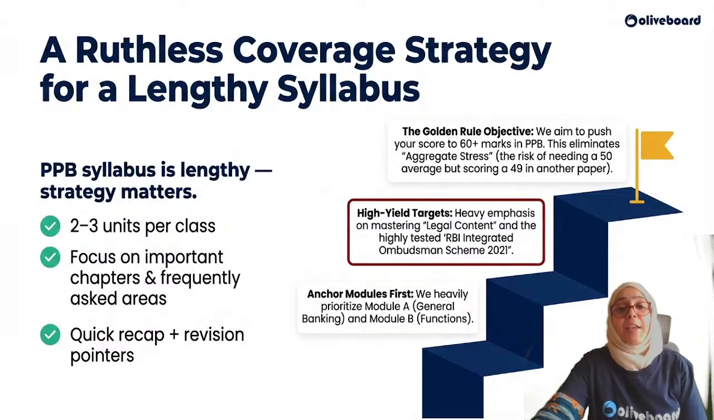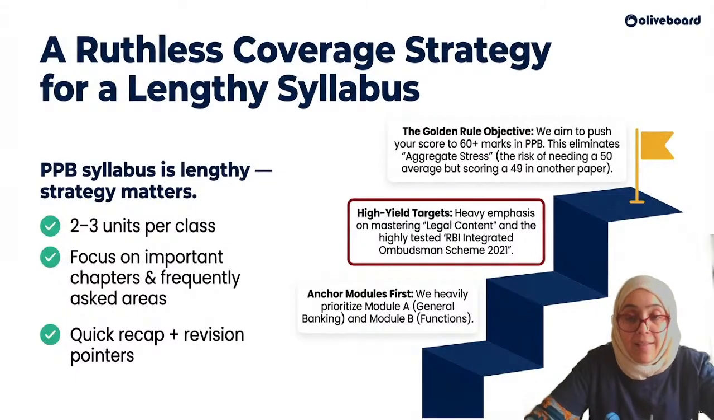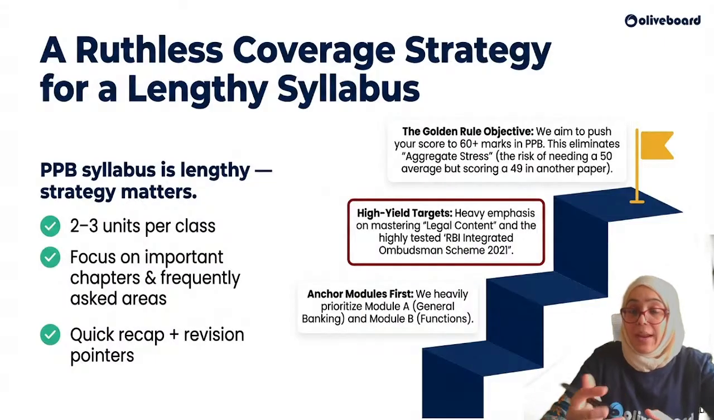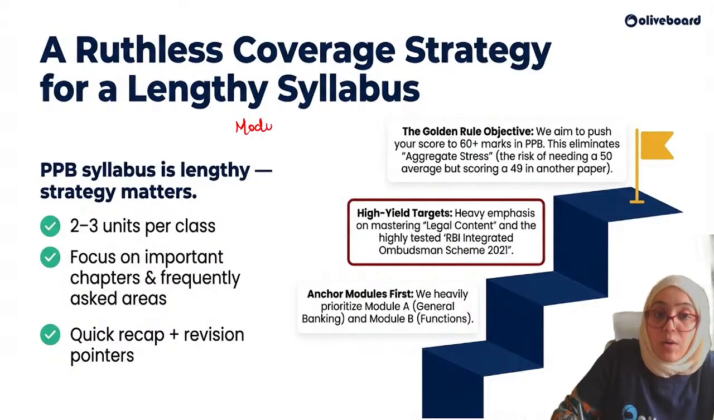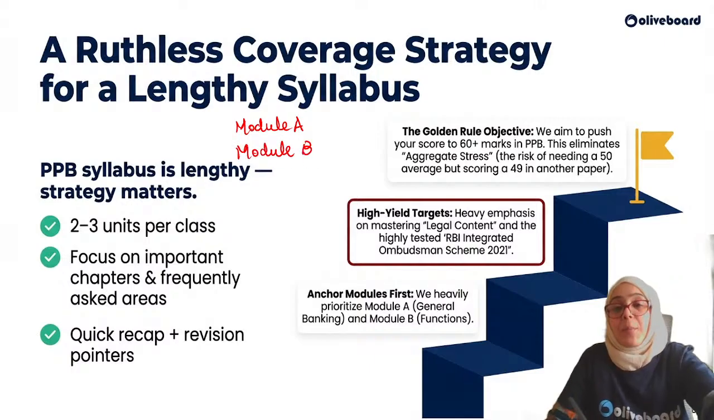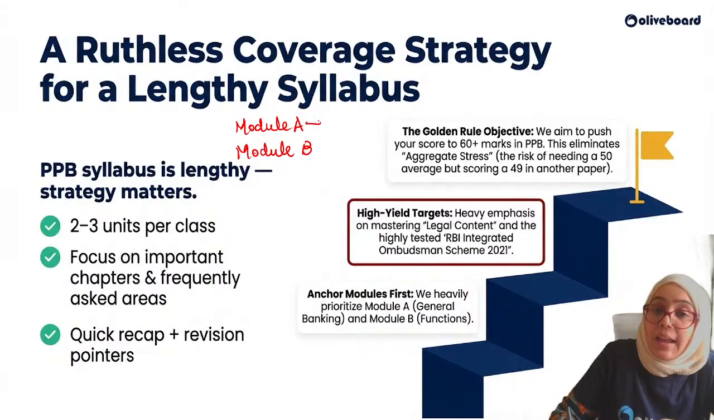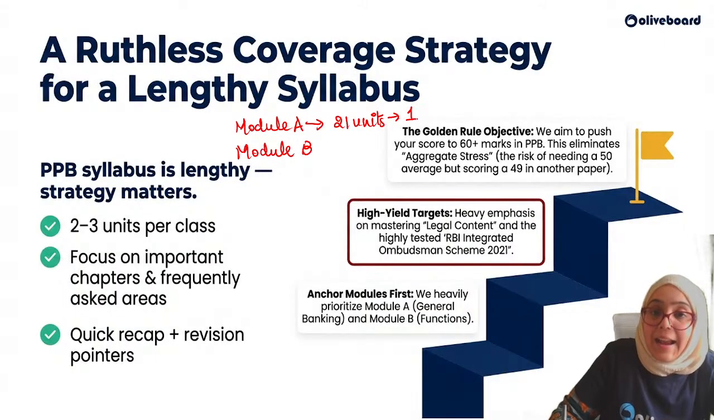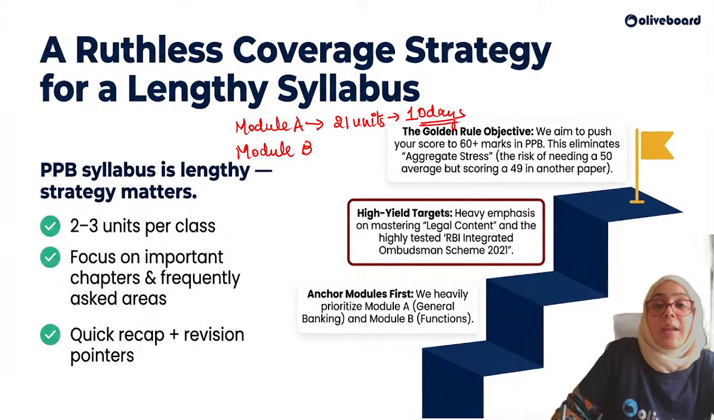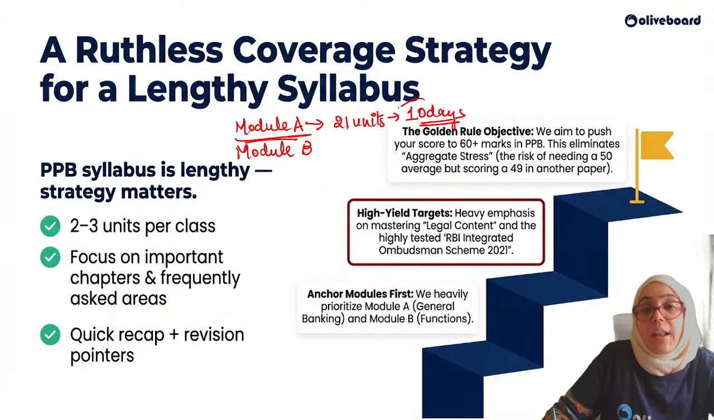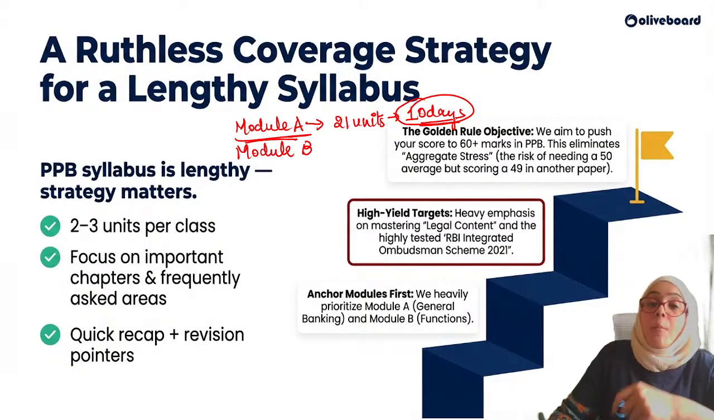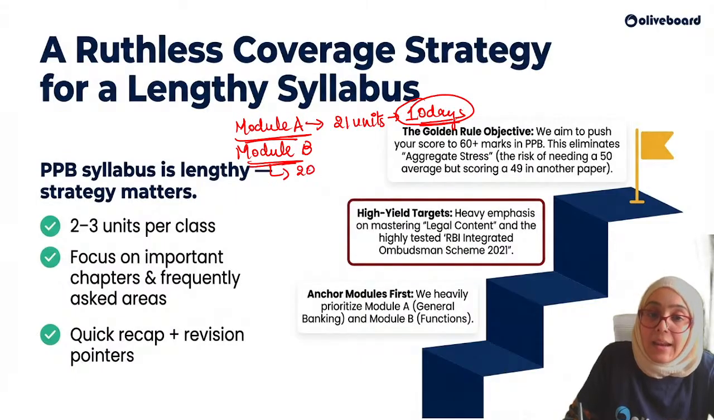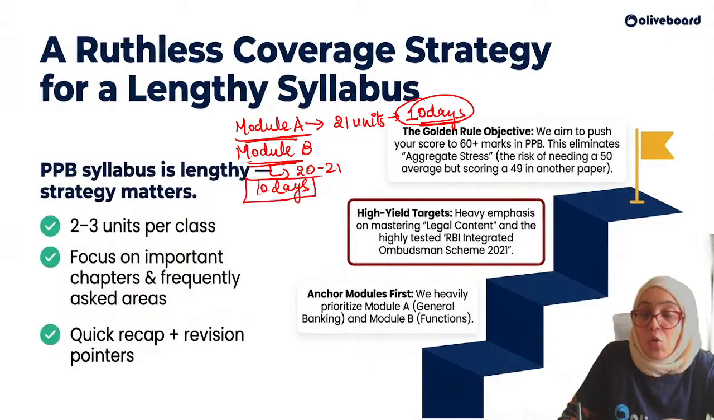Now, if we talk about the PPP classes, what am I going to give? First of all, modules A and B are the lengthiest and the most important modules. Module A has 21 units, and approximately 10 days I have given for module A. Then module B has 20 to 21 units, and again approximately 10 days I have given for module B.